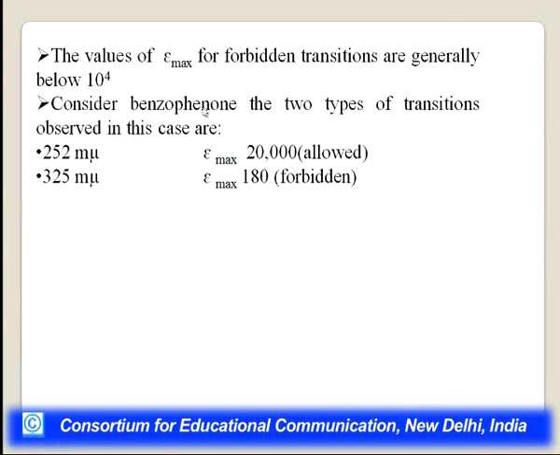Consider benzophenone. Here you can see the transitions at 252 millimicron and 325 millimicron wavelength, and E maximum for the first is 20,000. If it is 20,000 or above 10 to the power 4, it will be an allowed transition. If it is below, as you can see the E maximum value is 180, this transition will be forbidden in nature.